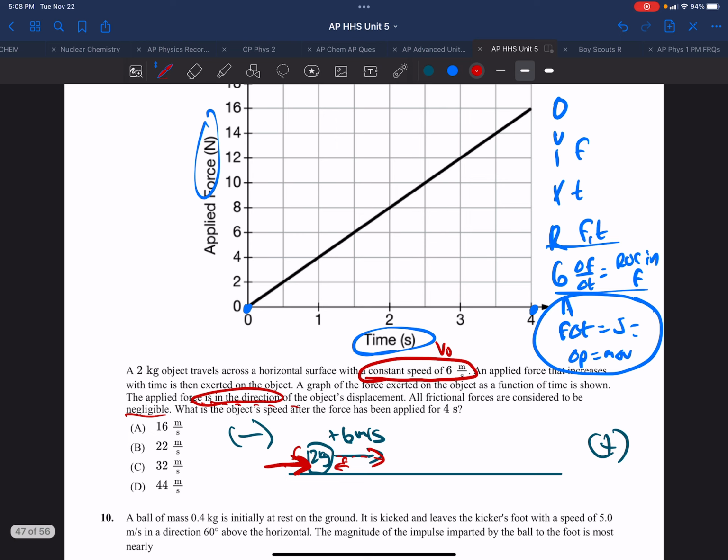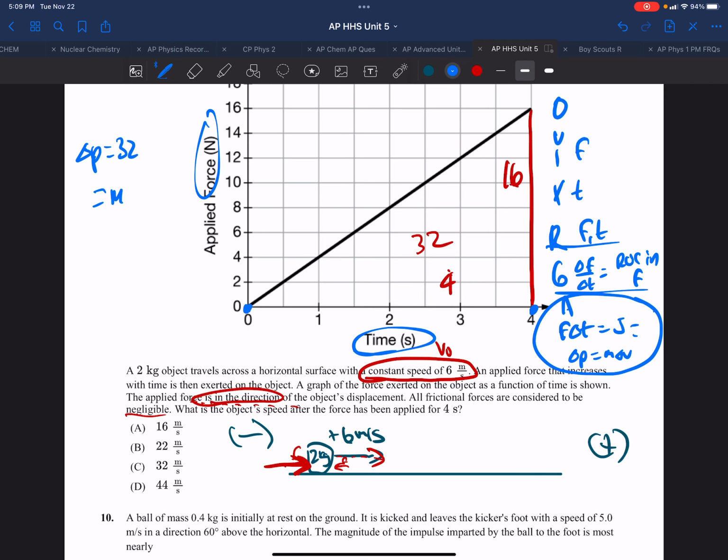And the area is going to give us the change in momentum. So let's find the change in momentum. We have a value of 16 high by 4. And so 16 times 4 is 64, divided by 2 is 32. So the change in momentum is 32.